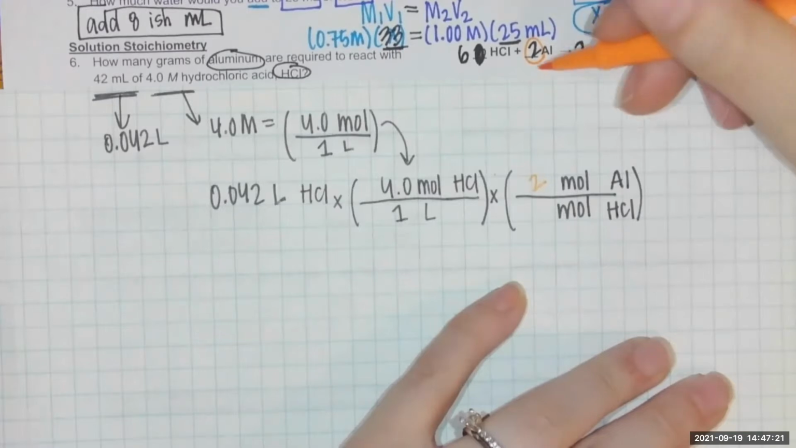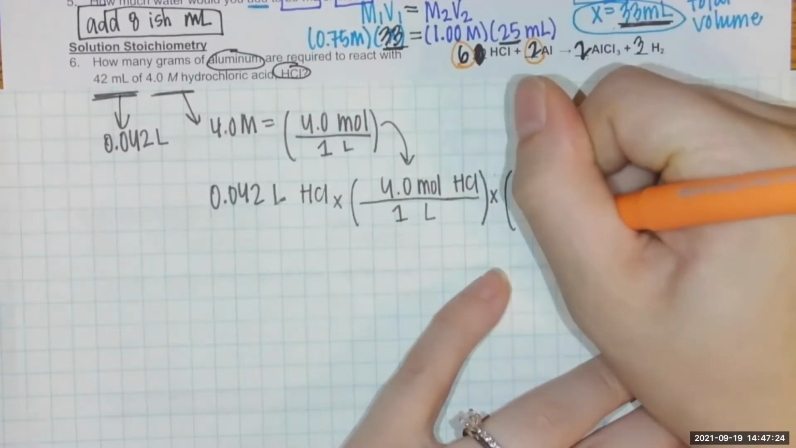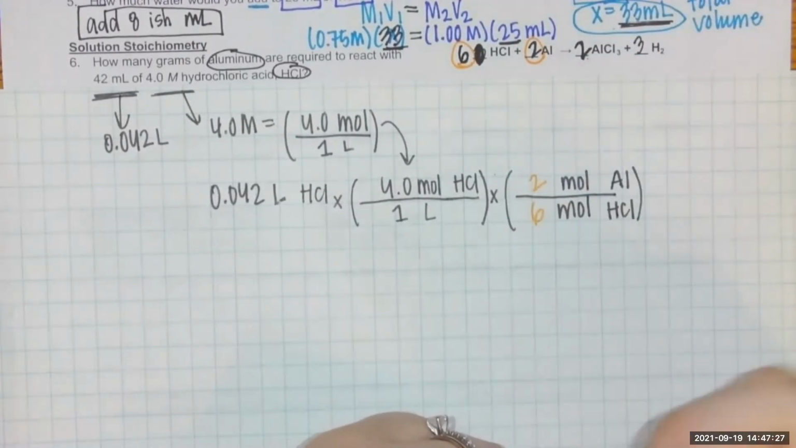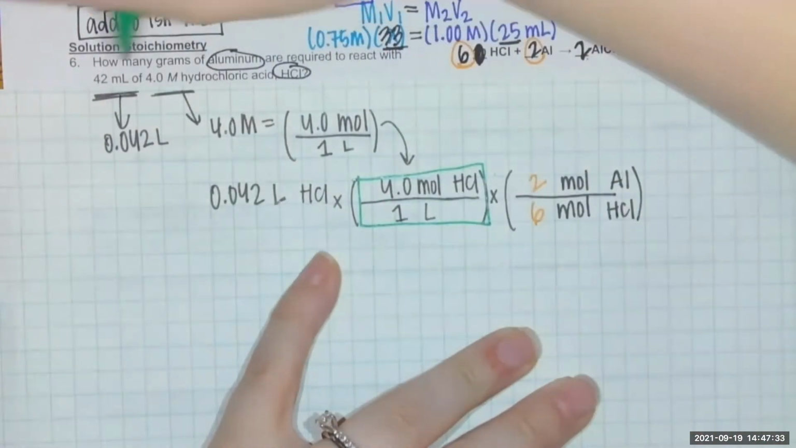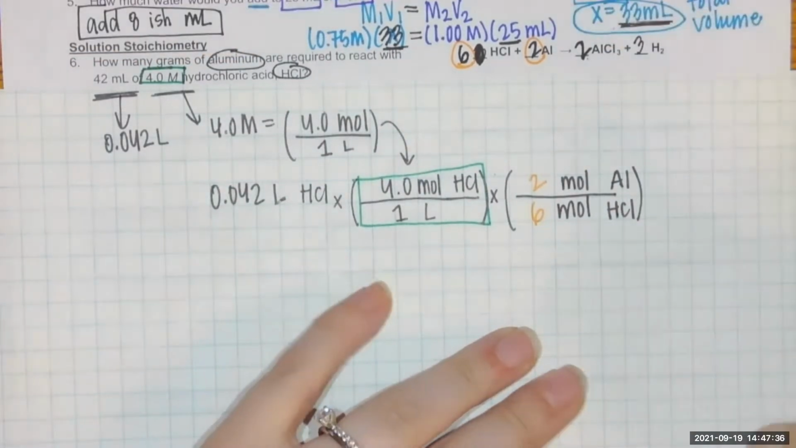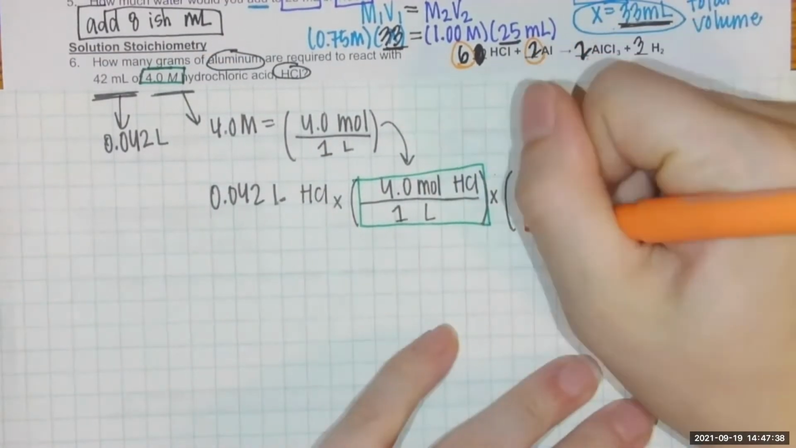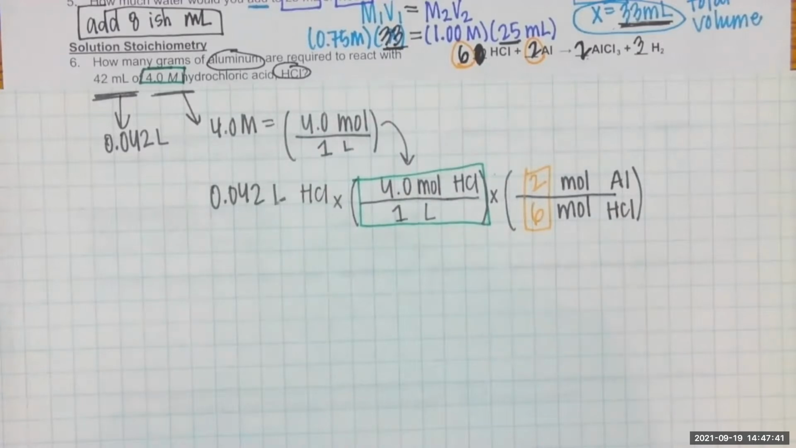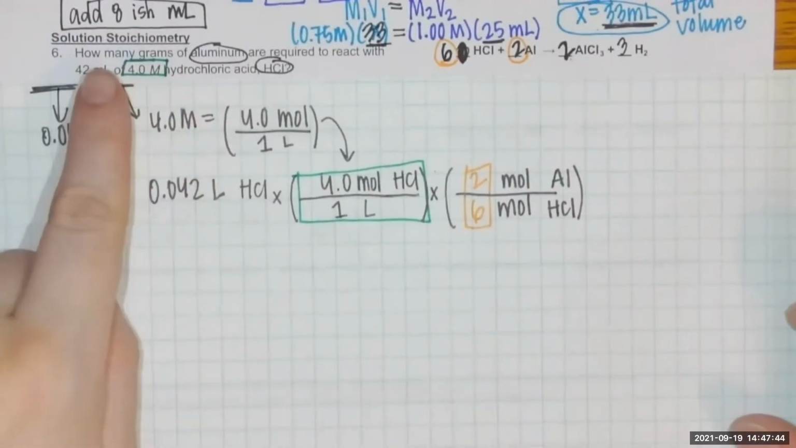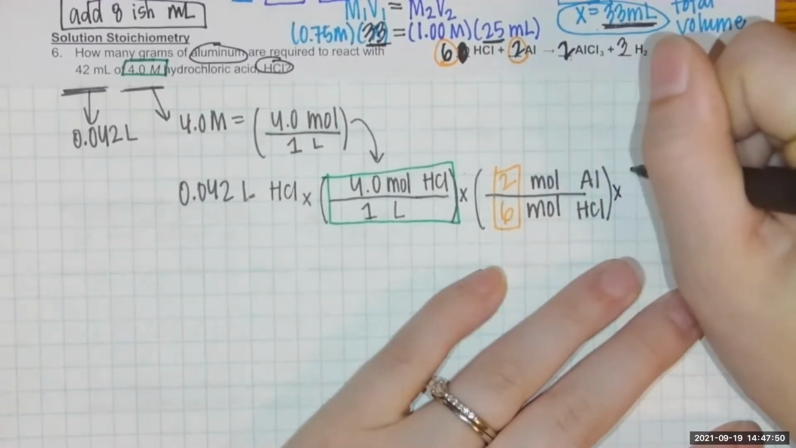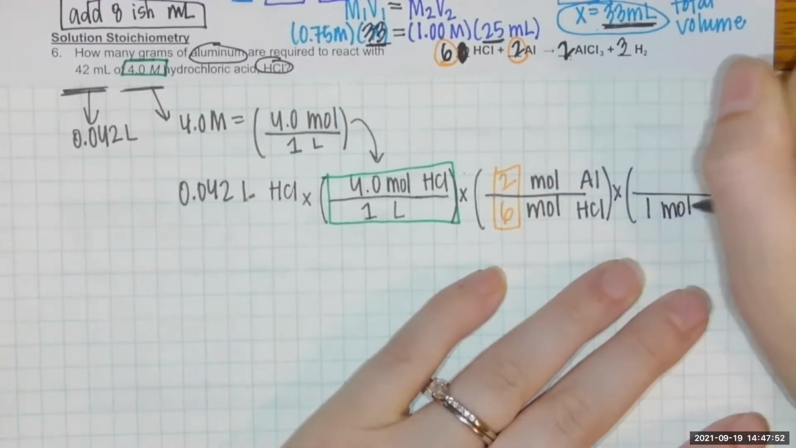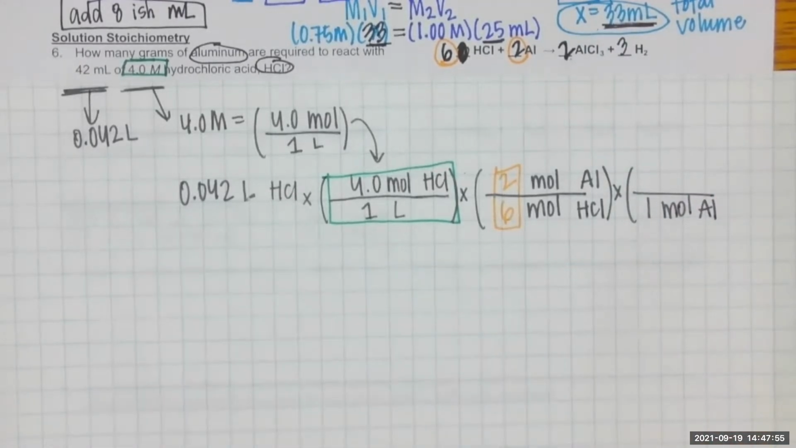Two moles of aluminum go with 6 moles of HCl. This whole chunk came from this right here. This was the balancing in the equation. And I'm trying to figure out how many grams of aluminum. So, 1 mole of aluminum weighs, let me check my periodic table, I think it weighs 26.98. That's pretty good.